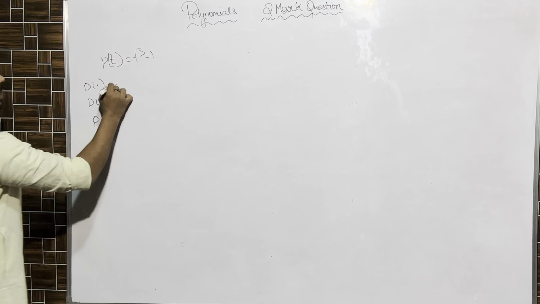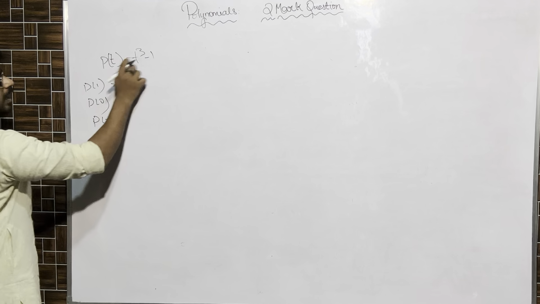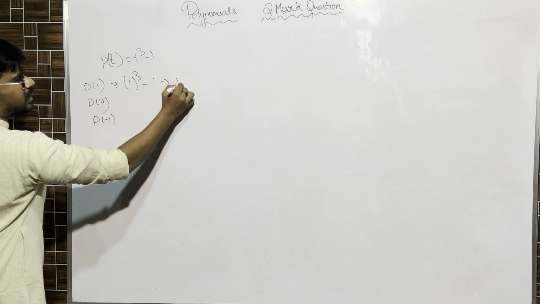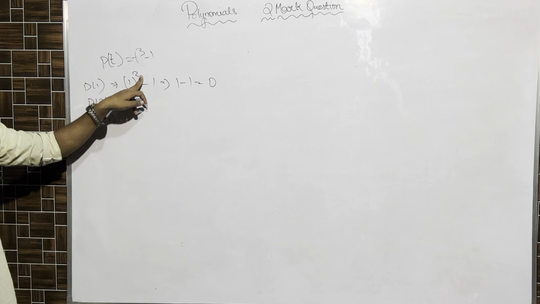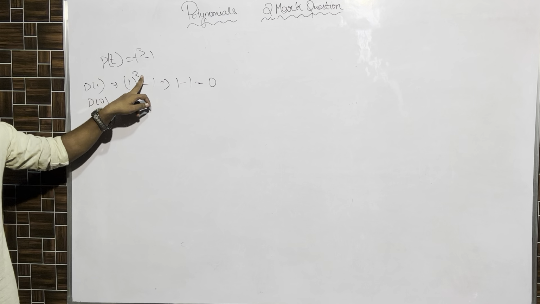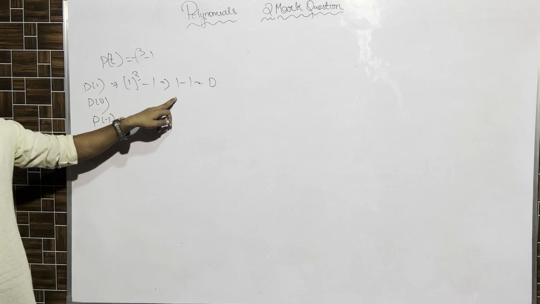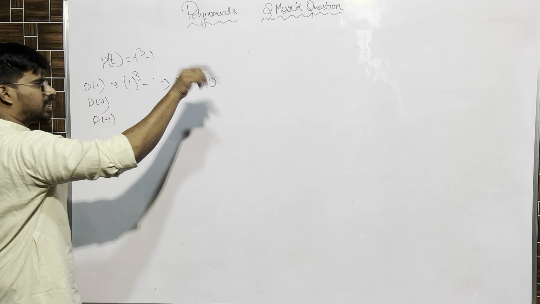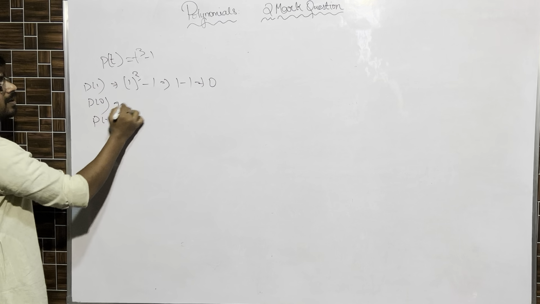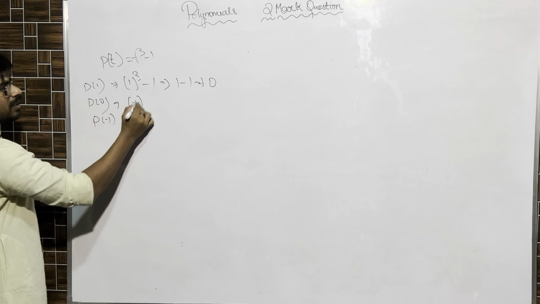In the place of t we have to write first 1. 1 cube minus 1. 1 cube minus 1 is 1 minus 1, which is 0, because 1 cube is 1 into 1 into 1. 1 minus 1, this minus 1 is as it is. 1 minus 1 is 0. Next, minus 1 whole cube minus 1.